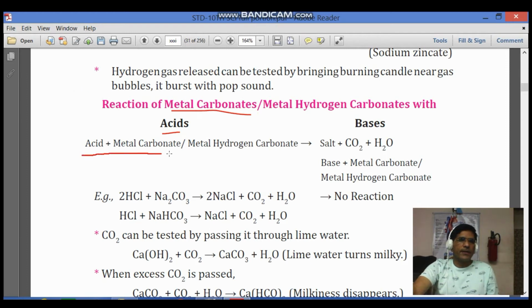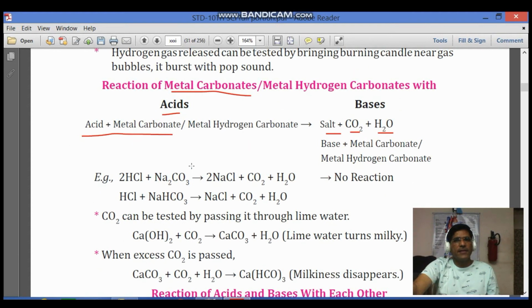Now metal carbonate with acid gives salt plus carbon dioxide plus water. The important thing is the salt. Here one example is there. When acid reacts with metal carbonate, we get NaCl, CO2 plus H2O. HCl and NaHCO3, that is called metal hydrogen carbonate. So metal hydrogen carbonate gives NaCl plus carbon dioxide plus water.